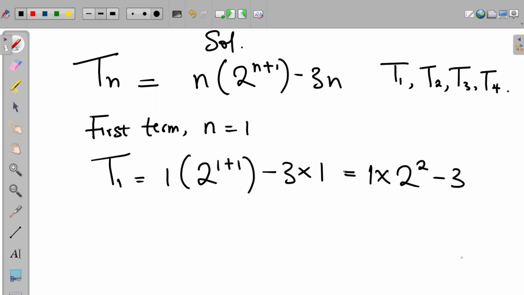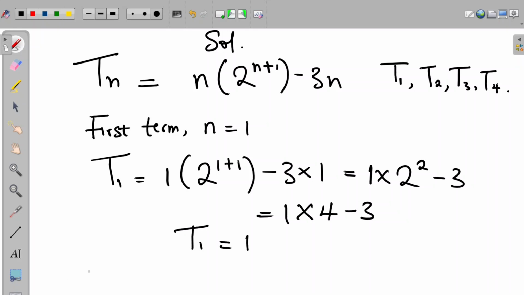So following the order of operation, this becomes 1 times 4 minus 3. 1 times 4 is equal to 4. 4 minus 3 is equal to 1. So therefore, the first term in our sequence is 1.